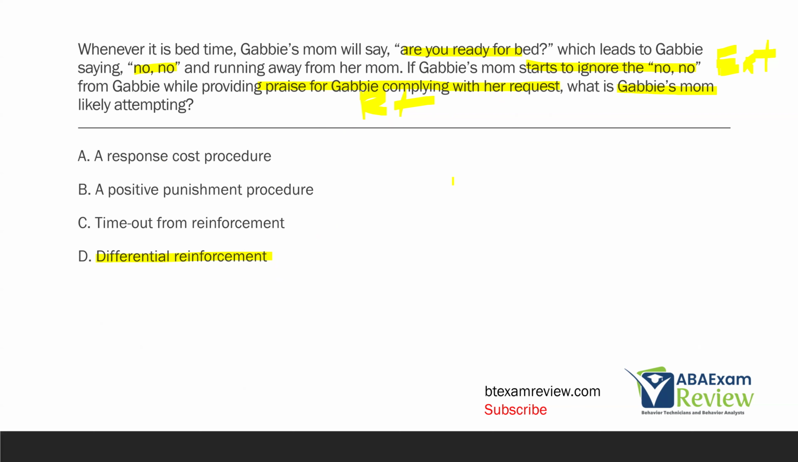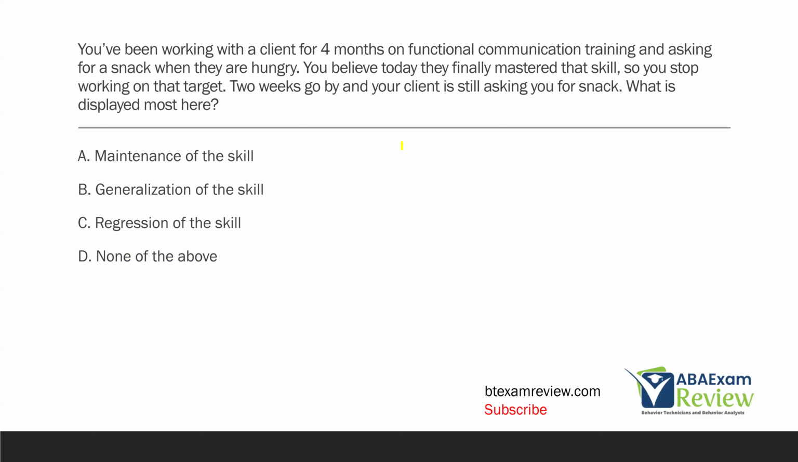Now, this is a good fluency question. If you're not fluent and you don't know what response cost is, that could be a confusing possible option. But when you're fluent, you're going to immediately recognize response cost as being one, punishment, and two, not applying to the situation. And so you should pretty quickly be able to identify this as differential reinforcement. We've got our extinction, we've got our reinforcement. That's what Gabby's mom is likely attempting.